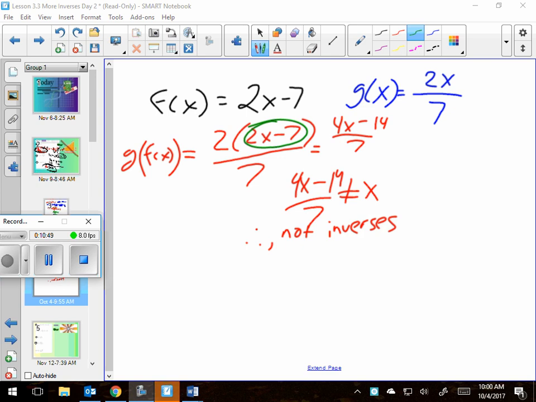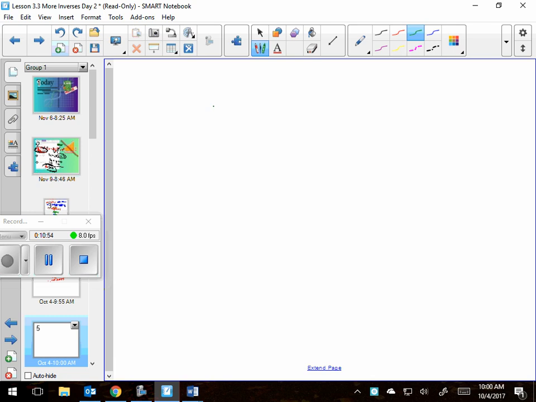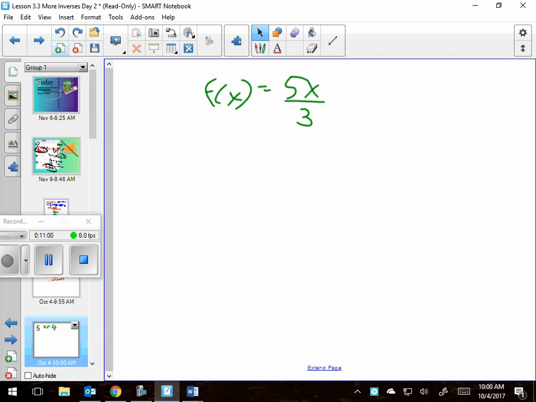All right, good. So for this next one, I'd like you to take this function, f of x, which is equal to 5x over 3, and I'd like you to find its inverse, and then prove that you are for sure that it is the inverse. So in other words, first find the inverse, then prove that, I think you should call your inverse g of x, then prove that they are inverses.